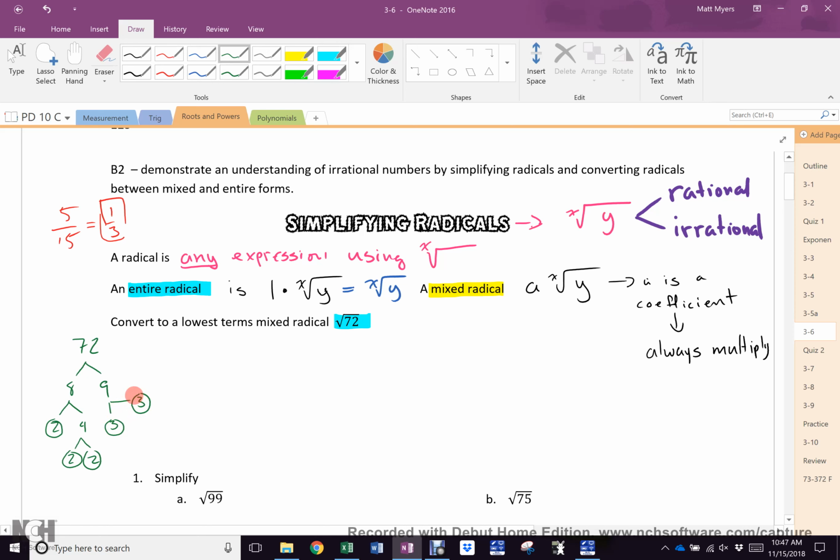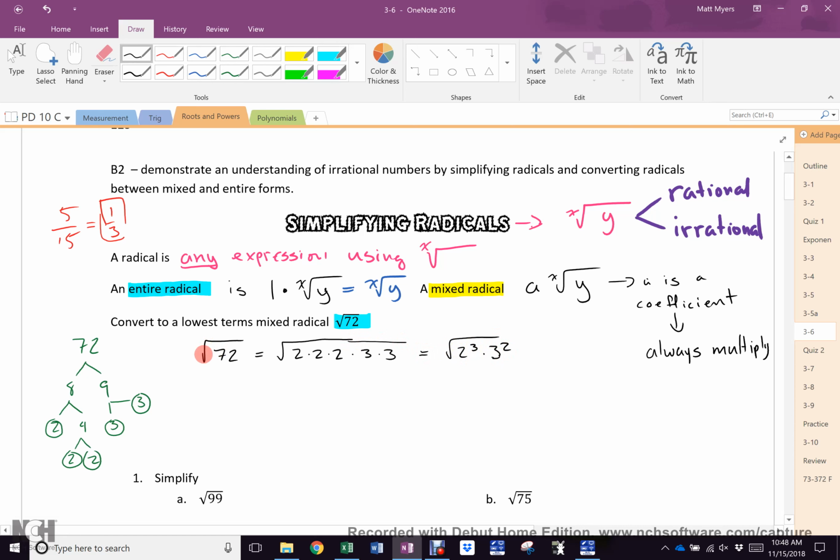Now that should make you aware that the square root of 72 is the same as the square root of 2 times 2 times 2 times 3 times 3, right? Which is the same as the square root of 2 cubed times 3 squared. Yes? Is everybody good to there? Yeah.